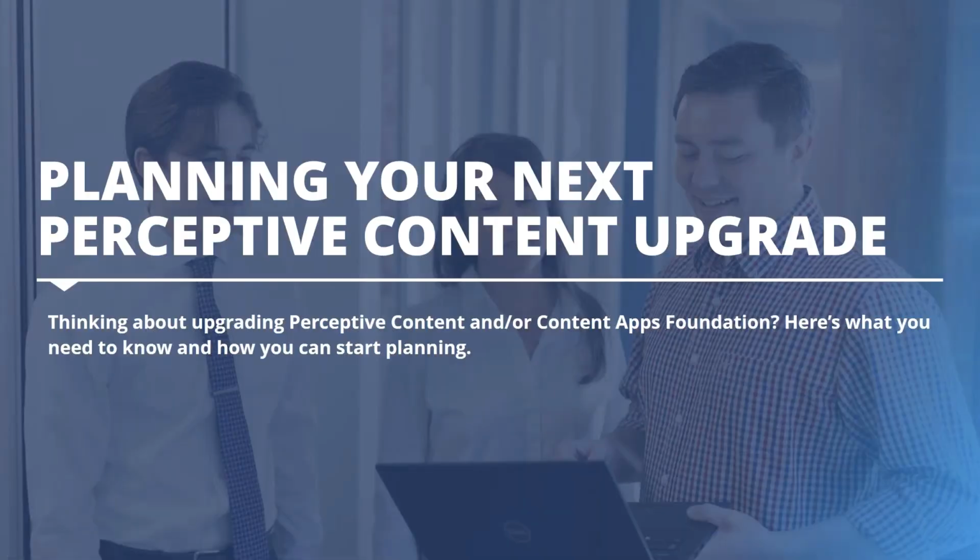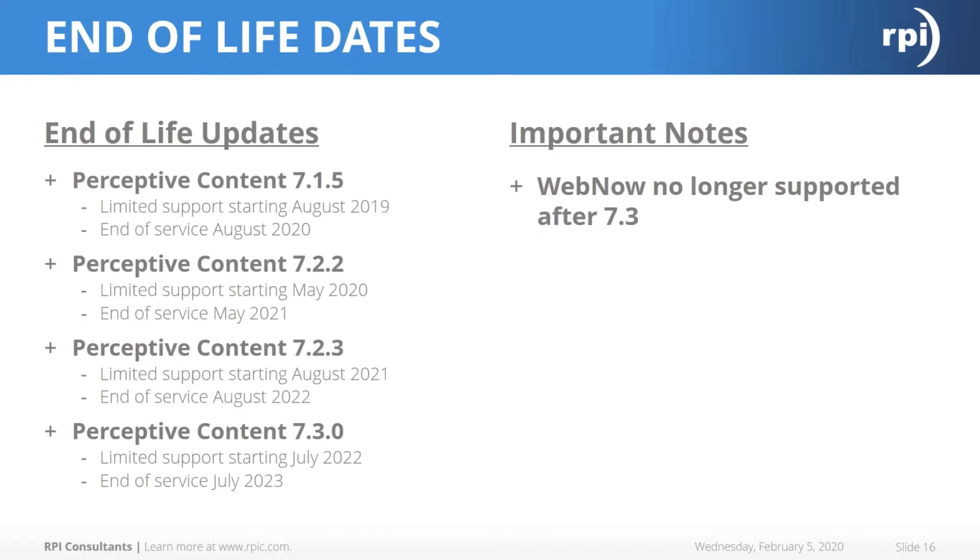So planning your next Perceptive Content upgrade, what are some good steps that you can take in the meantime, and some considerations for steps that you want to take in the future. This is a great screen here. This shows the end of life updates and what's moving forward. First and foremost, if you are on Perceptive Content 7.1.5, you should really be considering or be in the process of upgrading. It's been in limited support since August of 2019, and the end of service is coming up this summer, August 2020. So this should really be on your radar if you are on 7.1.5 right now.